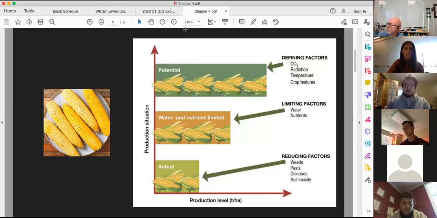So if nutrient and water supplementation are not possible, then that's what's going to happen. Basically, if you look at the graph, it shows the potential yield of production and the production of the water and nutrient limited crops, as well as the actual production of the crops. What makes up these amounts is dependent on the factors next to the arrows that you can see next to them.